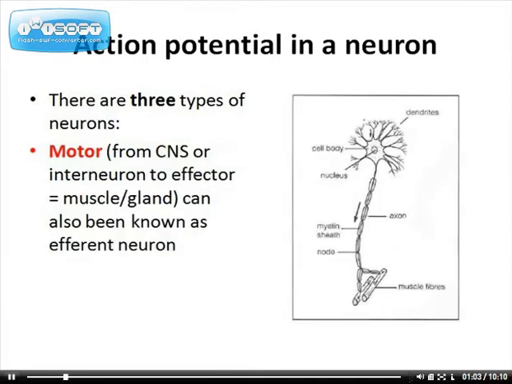The third type of neuron is a motor neuron. It can also be known as an efferent neuron, and this is a neuron that goes from the central nervous system or from an interneuron to an effector. So you've got here the dendrites that pick up the message from the previous neuron or the central nervous system and takes it to an effector. Now an effector can be either a muscle or a gland, and this is where we actually get a response. So for example, the gland might release a hormone or the muscle fibre might contract.